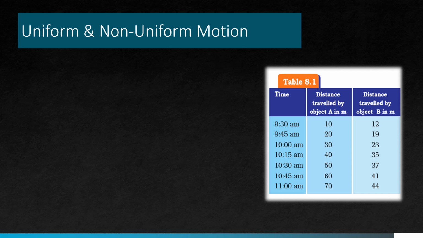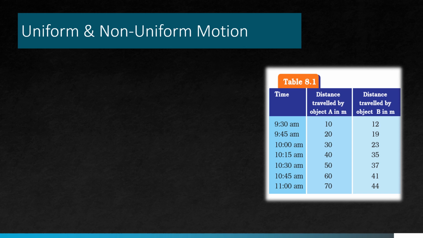Now, if you analyze the data carefully, you will find that the time interval between 2 successive entries is 15 minutes. So, we are finding what distance object A covers in 15 minutes and what object B covers in the same 15 minutes. When you study them carefully, you will find that the distance traveled by object A is quite uniform, right? That is, in every 15 minutes, object A is traveling 10 meters, right? But this is not true for object B.